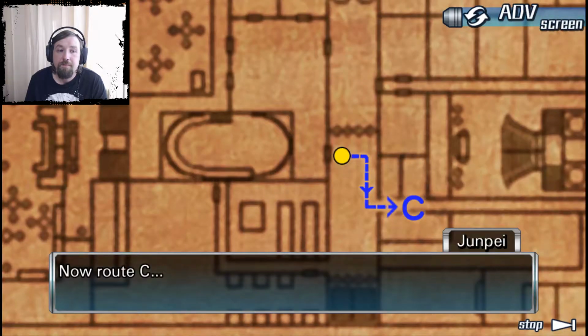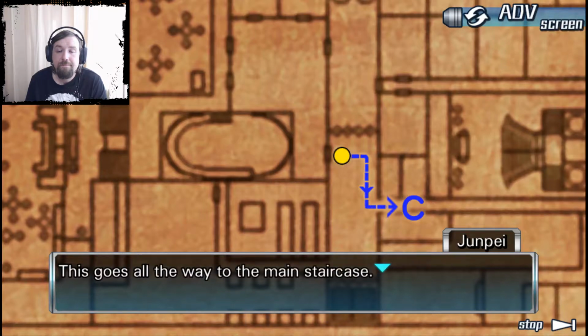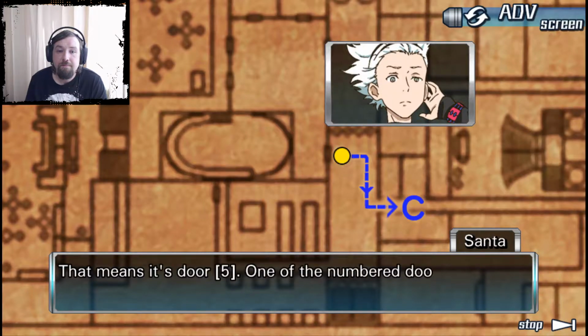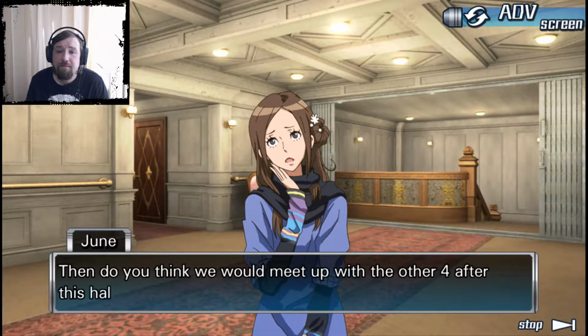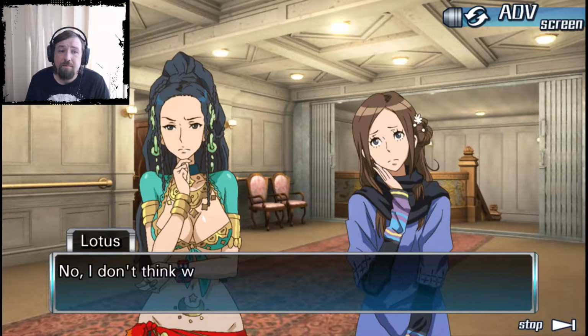Now, route C. This goes all the way to the main staircase. That means it's door 5, one of the numbered doors. That means the others should be there. Then do you think we would meet up with the other 4 after this hallway? No, I don't think we will.